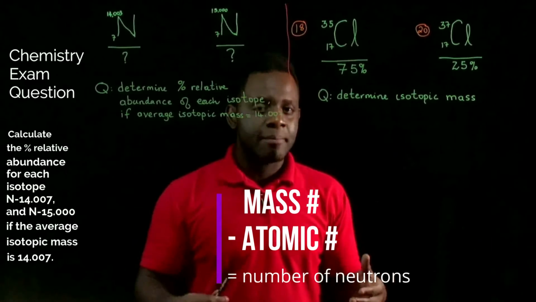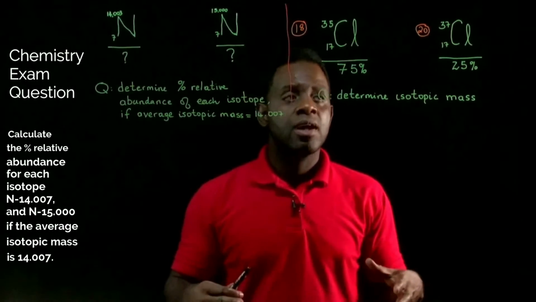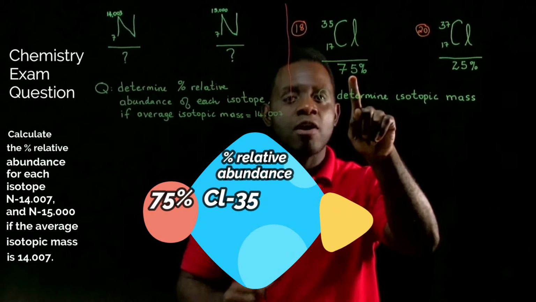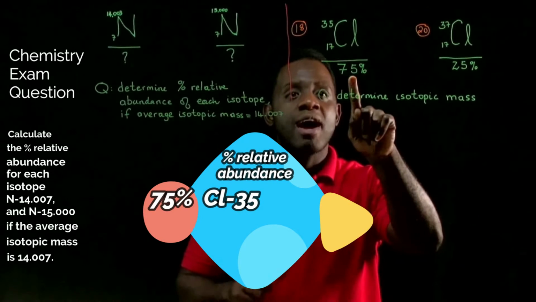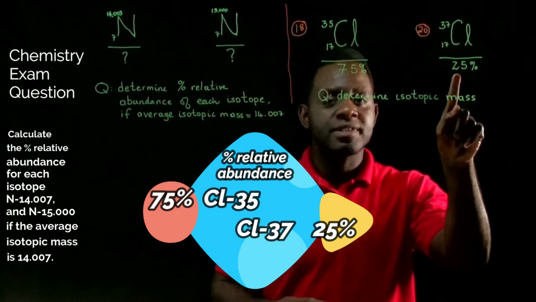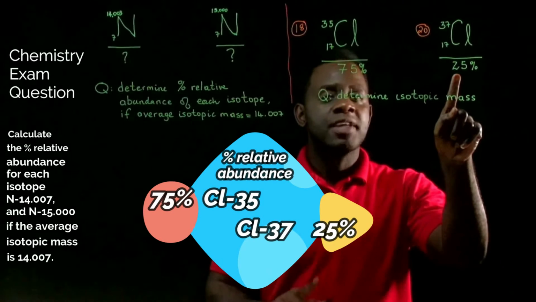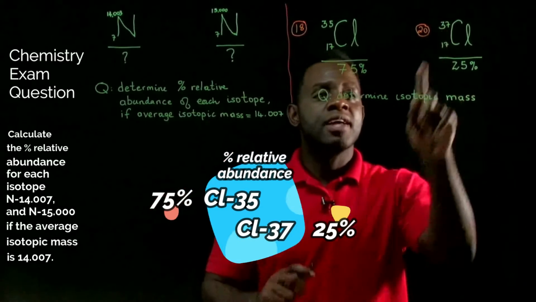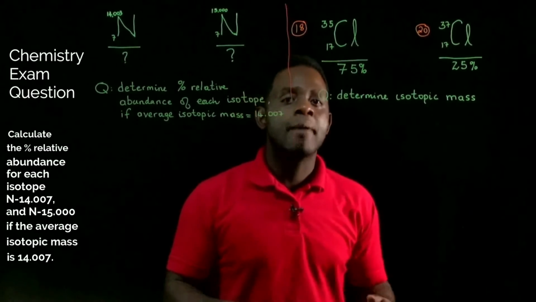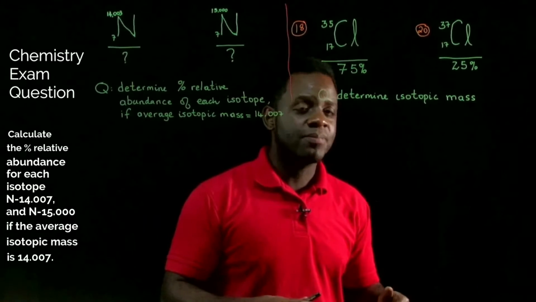Now, in a sample of chlorine, there will be 75% of the chlorine atoms having a mass of 35 and 25% of the chlorine atoms having a mass of 37. These percentages are known as the relative abundance of the isotopes.